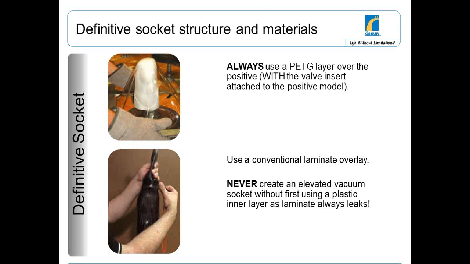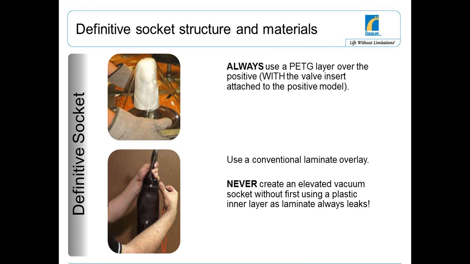In terms of definitive socket structure and materials, these are definitely things you have to do always. Anything with vacuum, you've got to use a PETG layer over the positive. You have to do this. If you haven't done this with expulsion valve fittings in the past, a lot of people are already doing this with seal-in fits as a standard. If you're not, I would suggest that you think about doing it. It's really fantastic for the sealing against the socket wall.